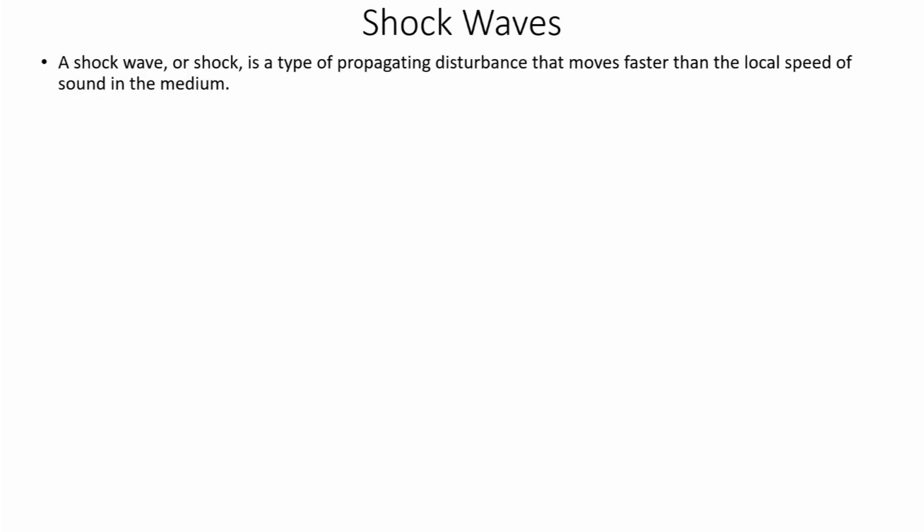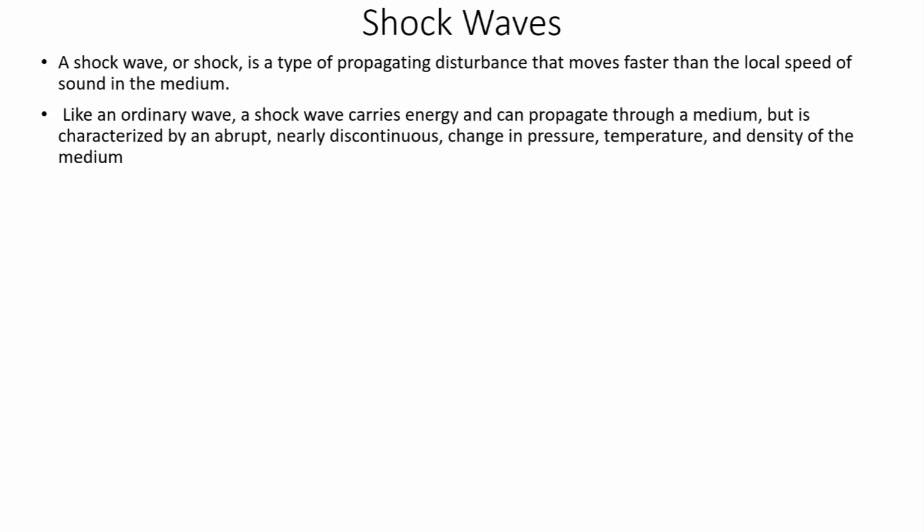So, what is a shock wave? Basically, a shock wave is a type of propagating disturbance that moves faster than the local speed of sound in the medium. This term is used in physics. Like an ordinary wave, the shock wave carries energy and can propagate through a medium, but is characterized by an abrupt, nearly discontinuous change in pressure, temperature and the density of the medium.